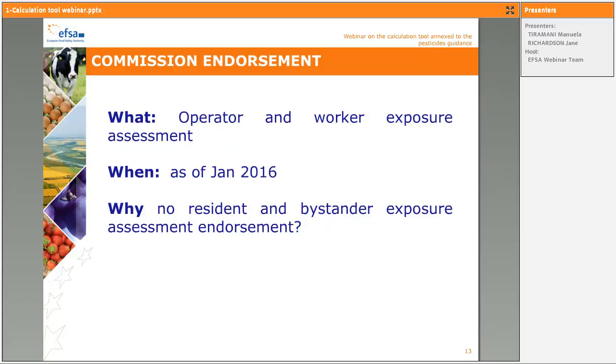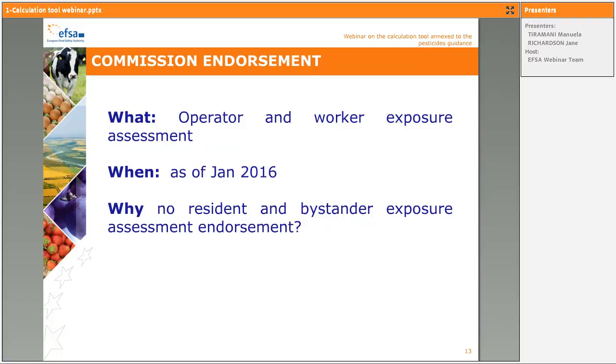Today, we will mainly focus on the operator and worker exposure assessment. Why? The decision was discussed, and we thought that we would like to follow the endorsement at the EU level of the use of the calculator for operator and worker exposure assessment. So far, by the way, the endorsement means that as of January 2016, the calculator will be practically used and accepted for authorization of plant protection products.